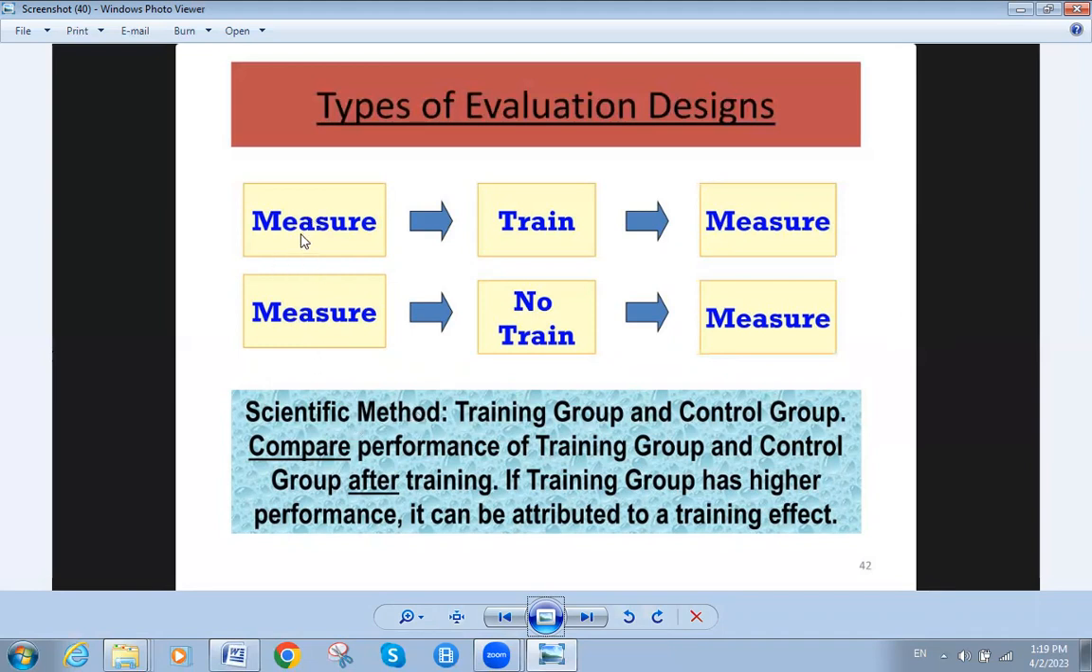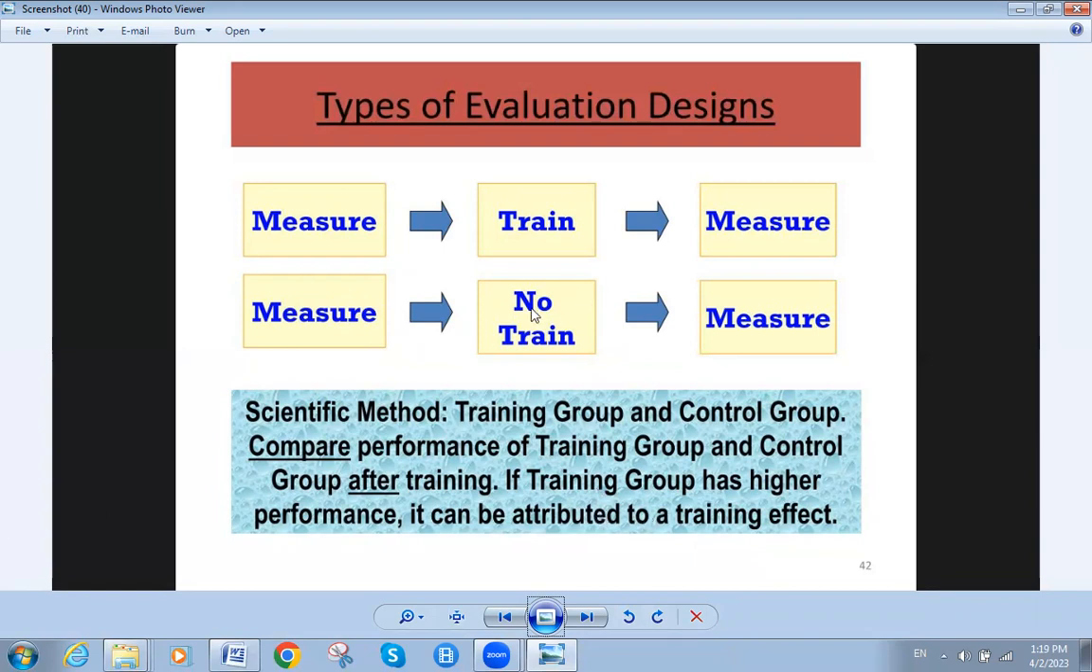The specific thing is measure, then train, then measure. Scientific method: training groups and control groups. Compare performance of the training group and the control group after training. So you will measure before the training and you will measure after the training. If the training group has higher performance, it can be attributed to a training effect.